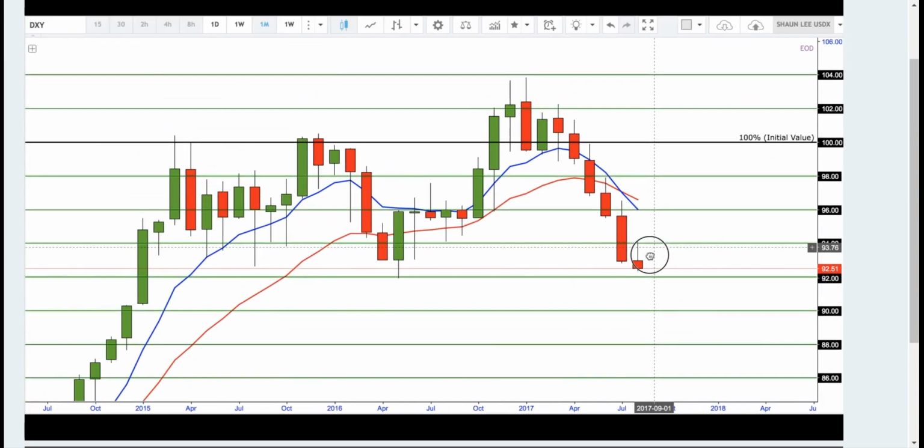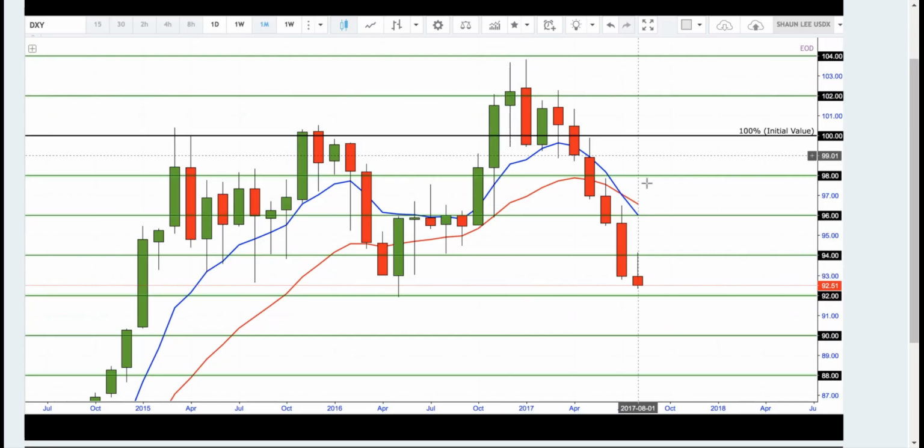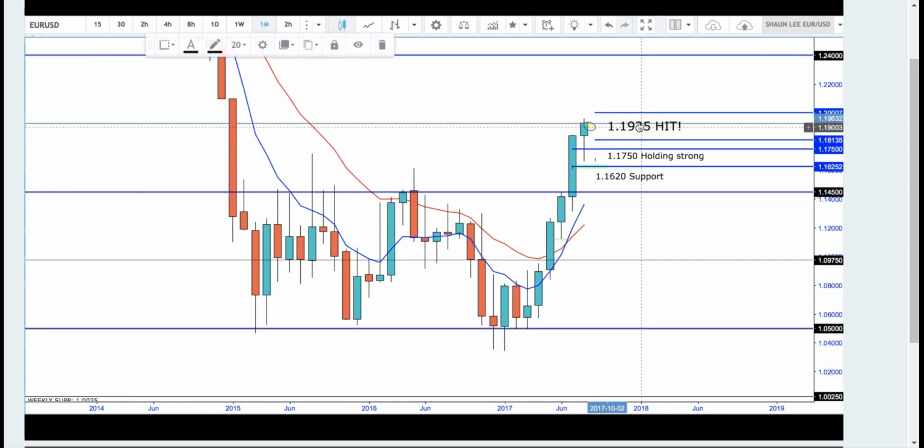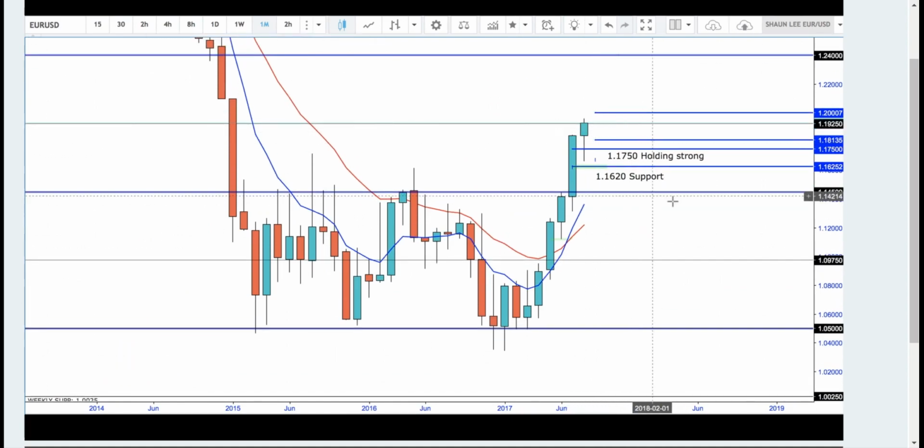Again, because we're not trading this, we're using it as a guidance indicator. So if that does, because we're at 92 now. Now, if you look at the euro, look where the euro is at. Some great analysis on this recently, but the euro is stalling around 1.1925. 1.2 is its next major level.